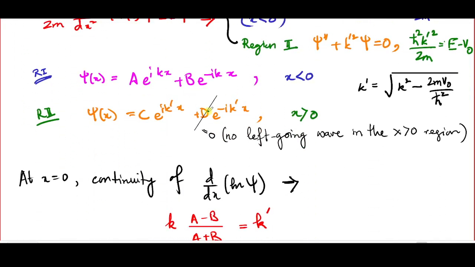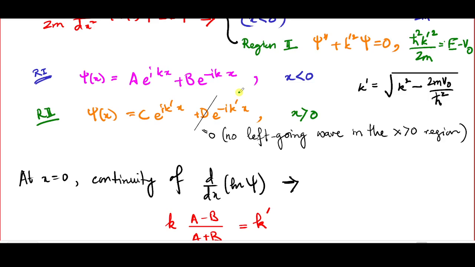This term would not be a physical one. This would tell you that there is a particle coming in very far from the right and moving towards the barrier, which of course doesn't make sense in this scenario. So we drop this term; we set d equal to 0.